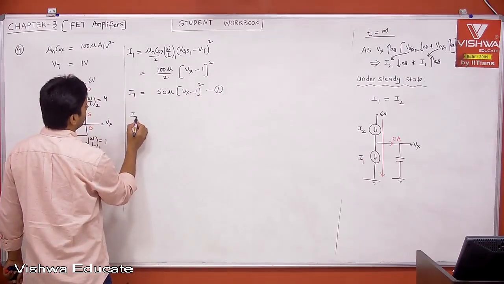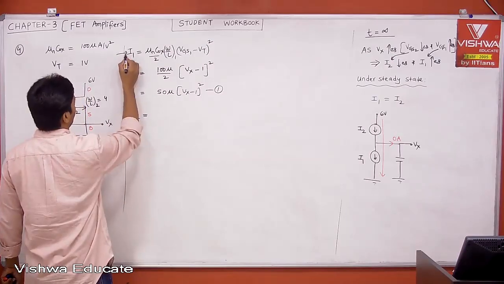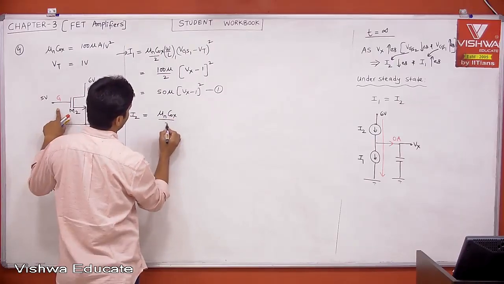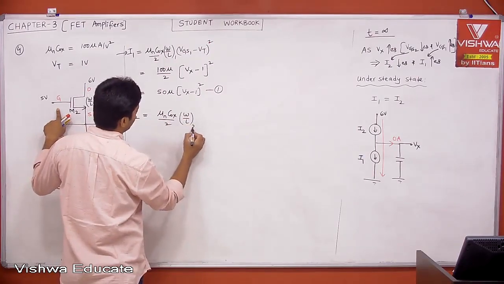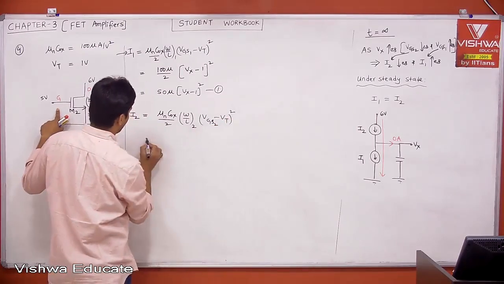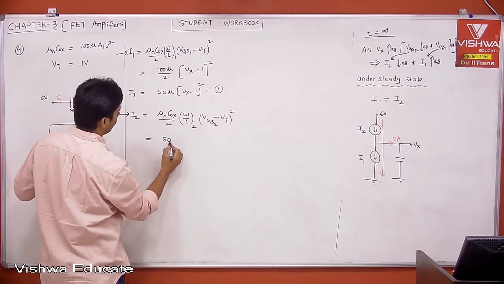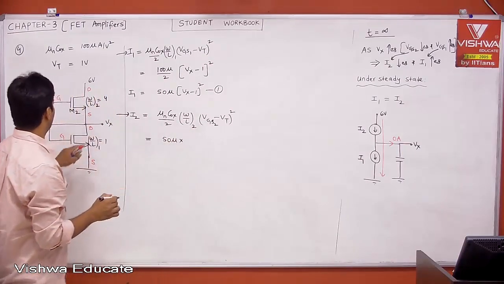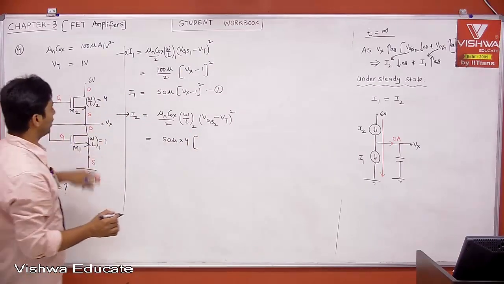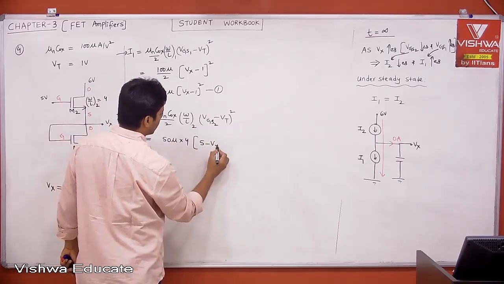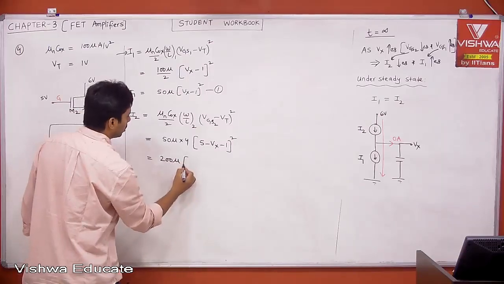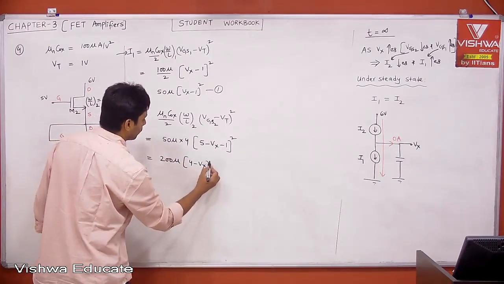Now, what is I2? I2 is equal to, here, mu n Cox by 2 into W by L of 2 into VGS2 minus VT whole square. What is mu n Cox? 100 micro. Therefore, 50 micro into what is W by L2? 4. Therefore, now this is 4 into what is VGS2? 5 minus Vx. Therefore, 5 minus Vx minus 1 whole square. Therefore, this is nothing but 200 micro into 4 minus Vx whole square.